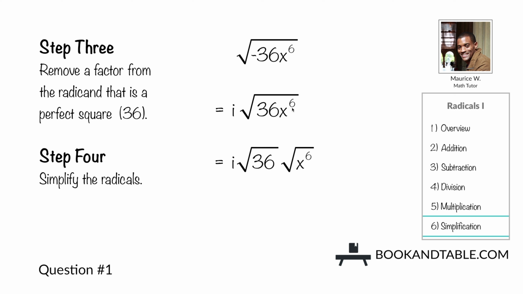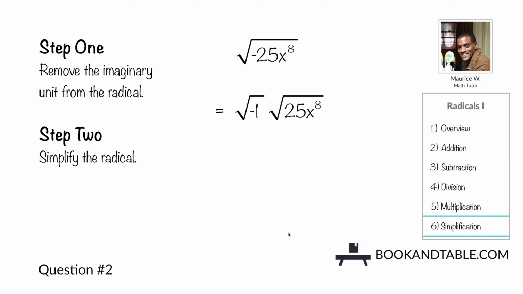Radical 36x to the 6th is equal to this factor times this factor. So that's how we get radical 36 times radical x to the 6th. Now we simplify these radicals. The square root of 36 is 6. So we wind up with 6 times i, which is 6i. And remember, the square root is equivalent to having an index of 2. So the square root of x to the 6th is equal to x to the 6th to a power of 1/2. So we wind up with 6 times 1/2, which is 3, leaving us with a final answer of 6i x cubed.